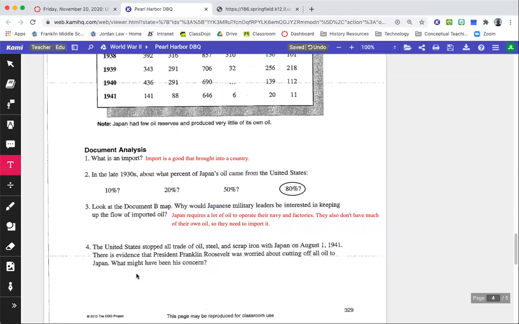Okay. So number 4 here is talking about when the United States stops trading with them. The U.S. stopped all trade of oil, steel, and scrap iron with Japan on August 1st, 1941. There's evidence that President Franklin Roosevelt was worried about cutting off all oil to Japan. What might have been his concern?